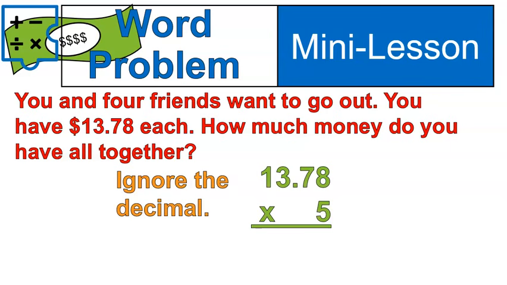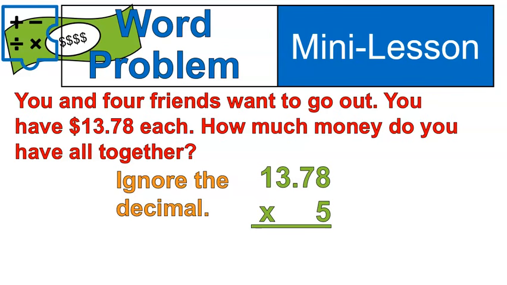Notice with this question, it's a little bit tricky. I have $13.78 times 5. And that's an important distinction because the question said you and 4 friends want to go out. If it's you and 4 friends, that means it's 5 total people. That's one trick that you're going to see in word problems, so I wanted to put it in the lesson so that you're prepared for it. If it's you and 3 friends, it's 4 total people. If it's you and 4 friends, it's 5 total people.